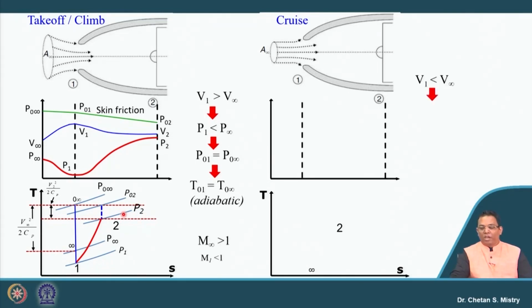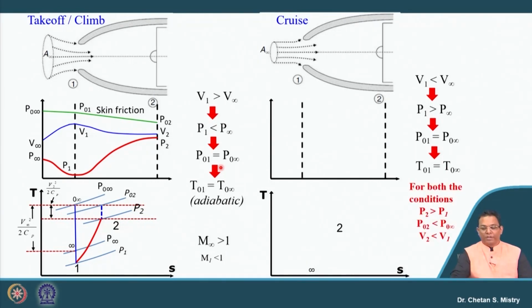Now if we look at the next condition, V1 is less than V infinity, because we are talking about the cruise condition, where our pressure will be greater than the P infinity pressure. My total pressure upstream and at the entry of my intake remains constant, and my total temperature is also constant.